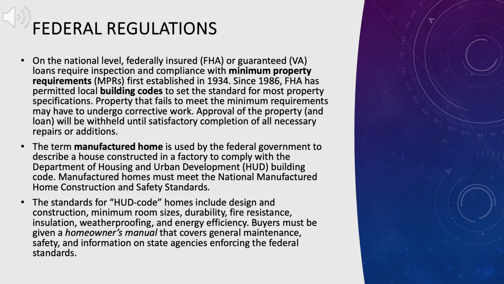Federal regulations. On the national level, federally insured (FHA) or guaranteed (VA) loans require inspection and compliance with minimum property requirements, MPRs, first established in 1934. Since 1986, FHA has permitted local building codes to set the standard for most property specifications. Property that fails to meet the minimum requirements may have to undergo corrective work. Approval of the property and loan will be withheld until satisfactory completion of all necessary repairs or additions.